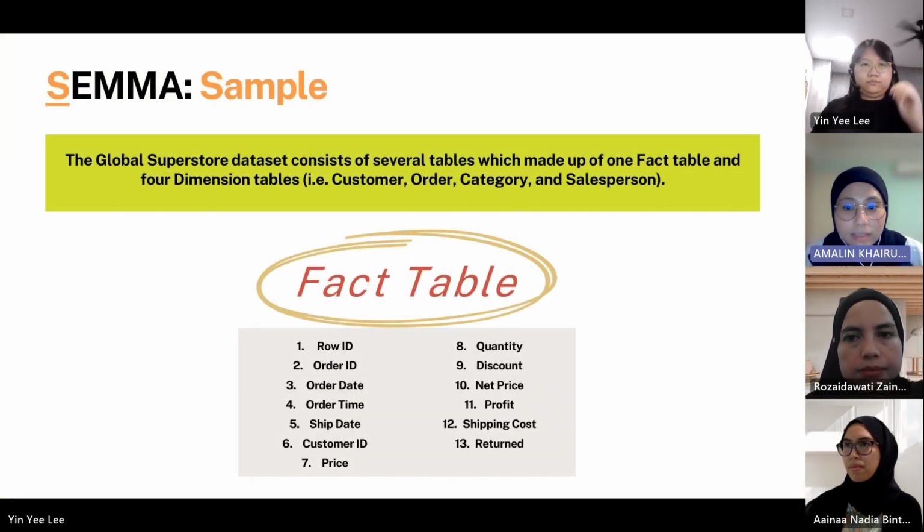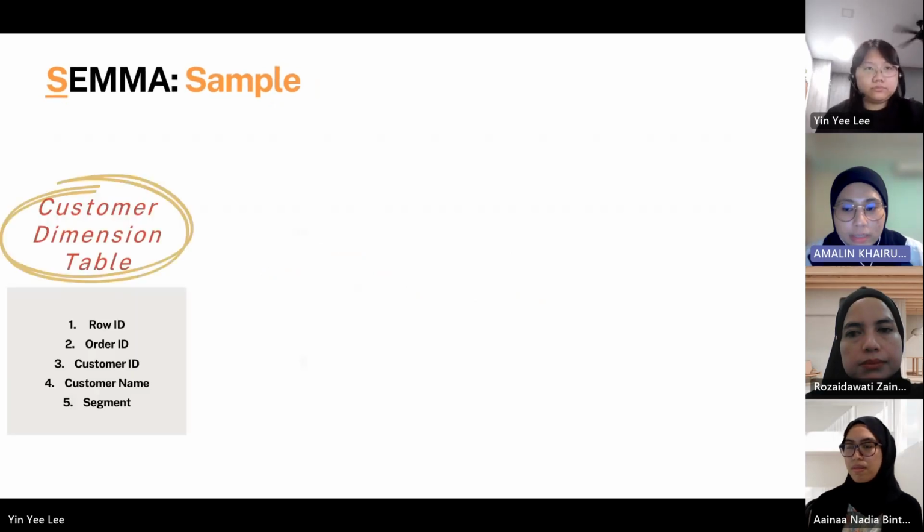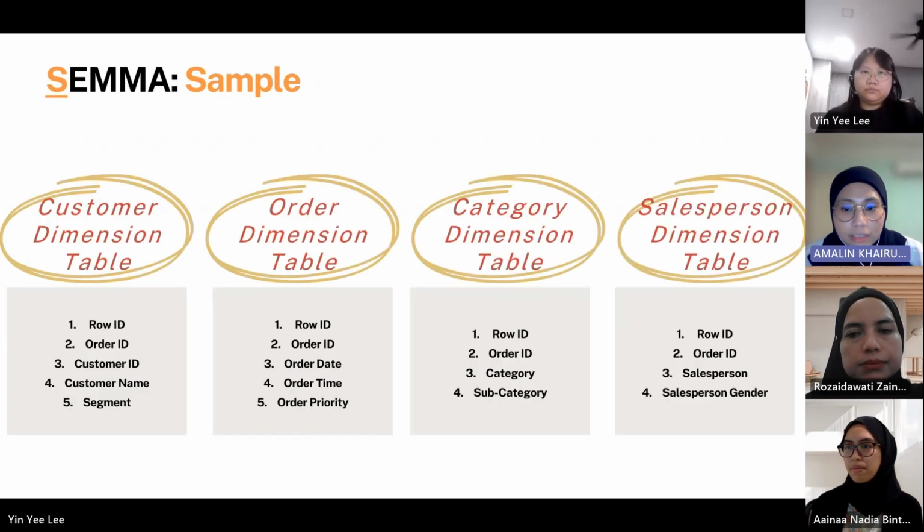This section depicts the fact table and 4 dimension tables, whereby in the fact table, there are 13 attributes that start with the row ID until the returned attribute. In the next slide, the 4 dimension tables shown in this section are customer dimension table, order dimension table, category dimension table, as well as salesperson dimension table. Each of these tables has at least one common attribute, which are row ID and order ID.